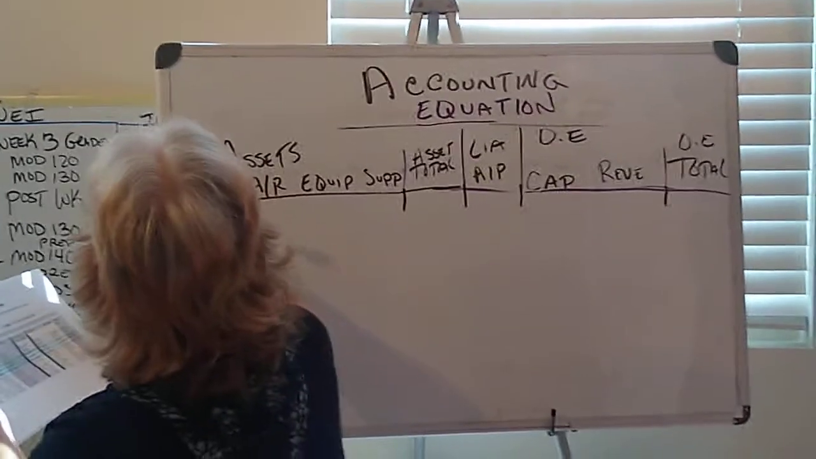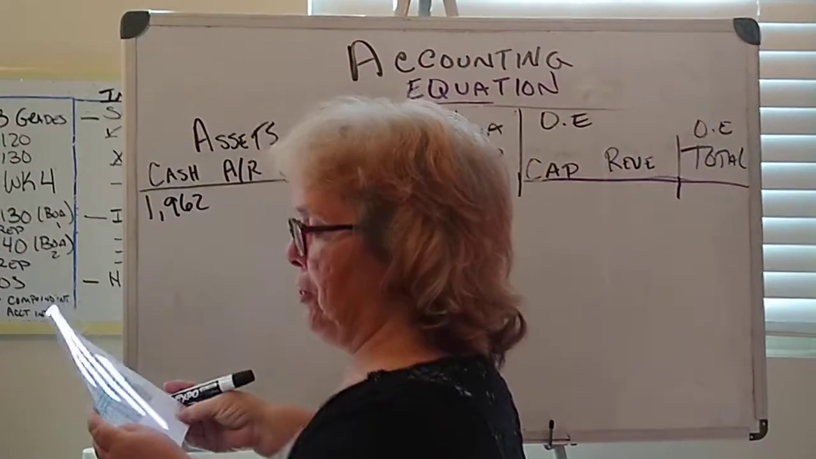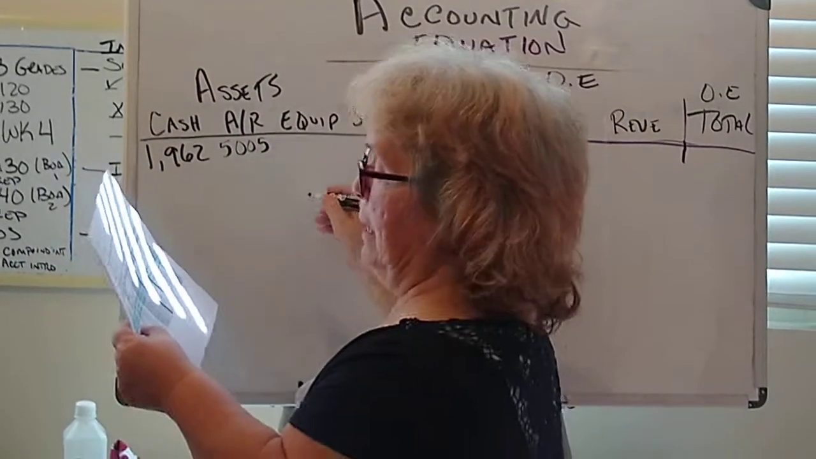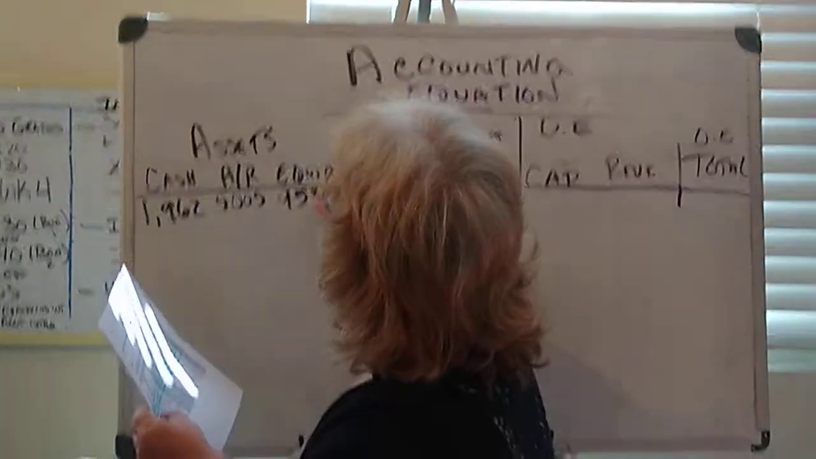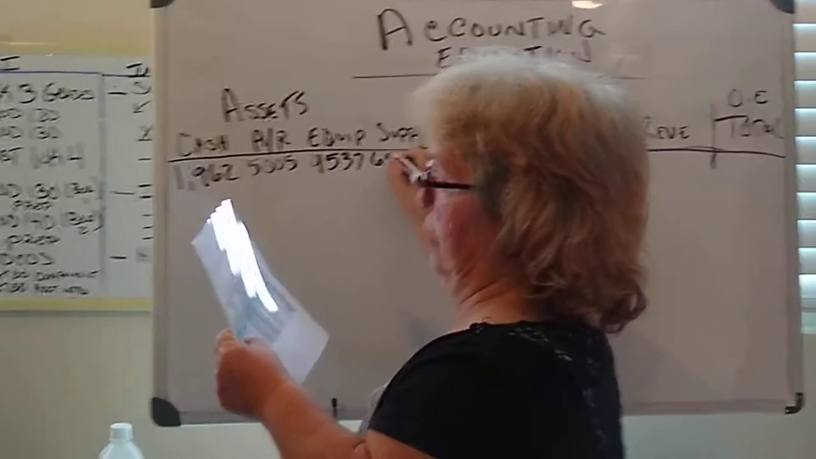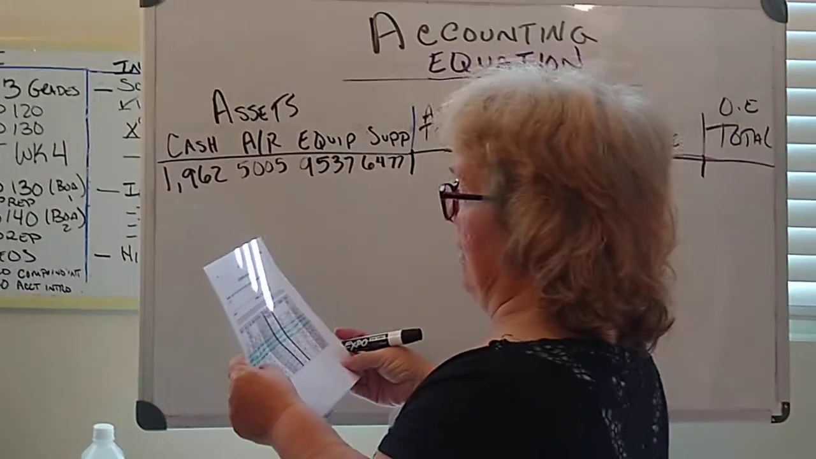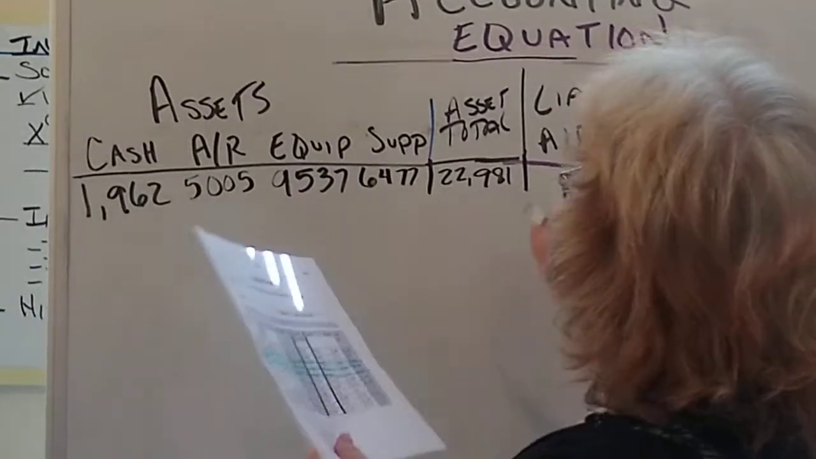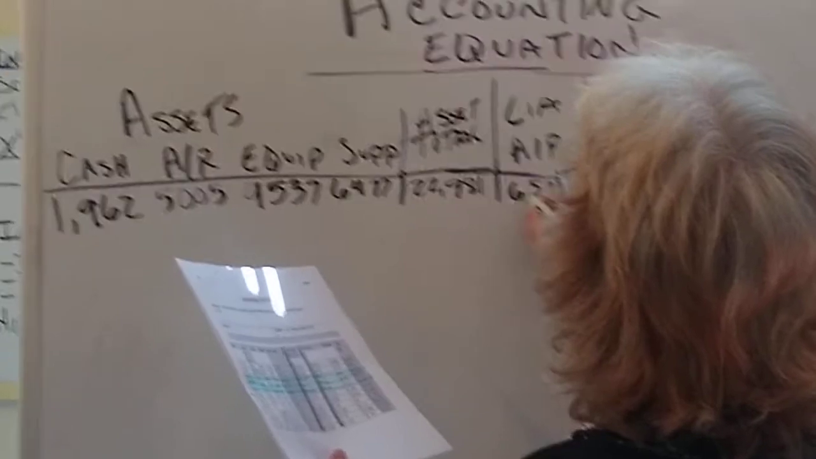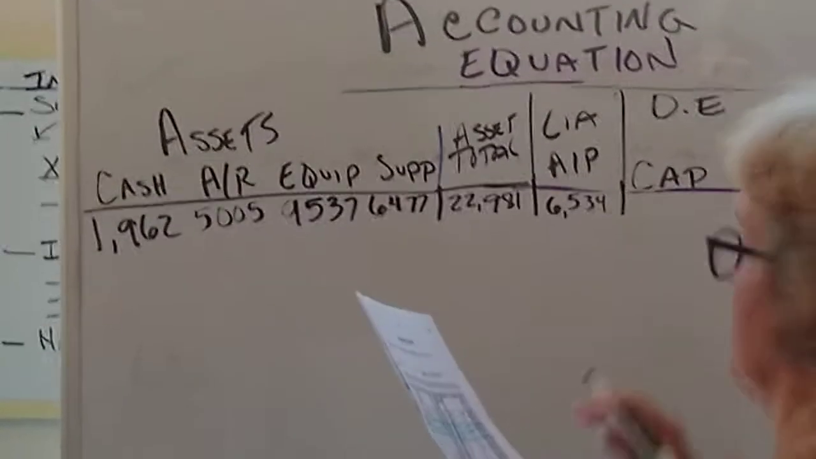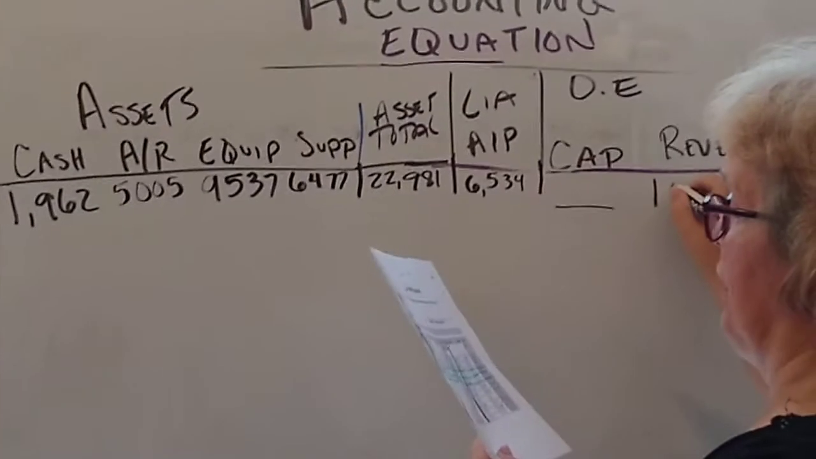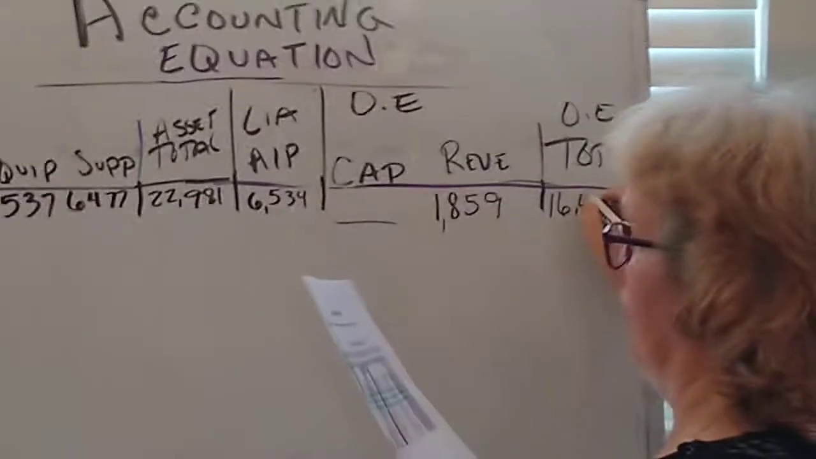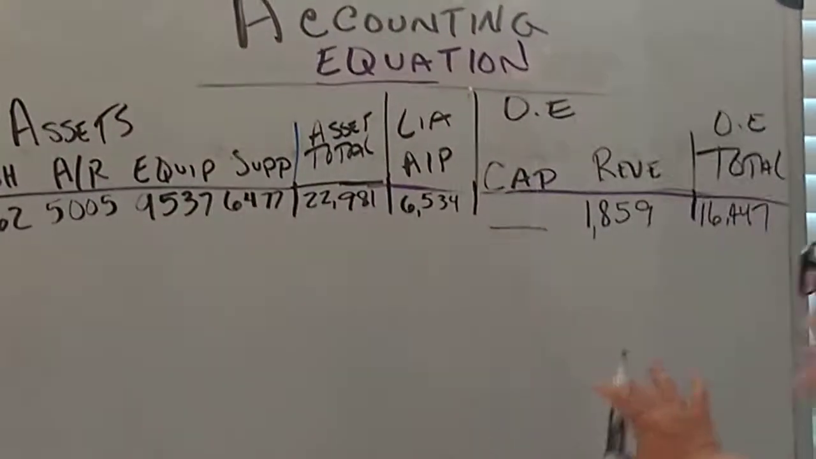It starts out with 1,000 under cash, 1,962 under accounts receivable, 5,005 under equipment, 9,537 under supplies, 6,477. And it has the total assets as 22,981. And then we have liability of 6,534. And then we have missing the capital. And we have revenue as 1,859. And then we have over here total owner's equity, 16,447.